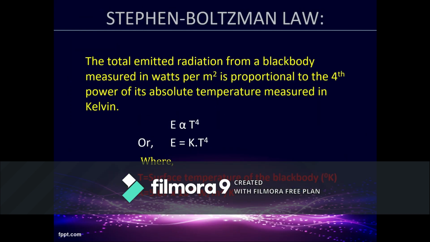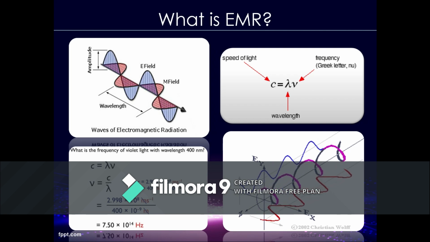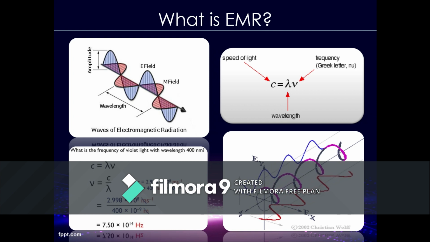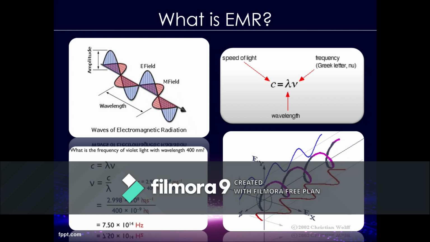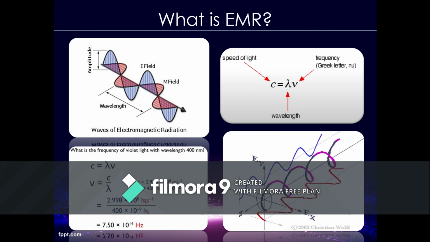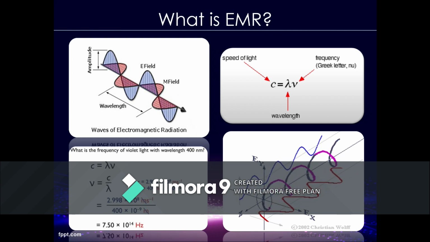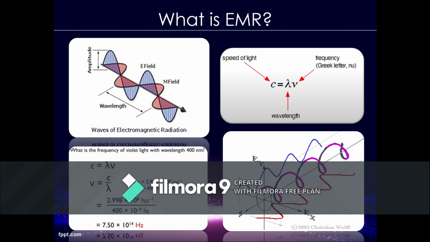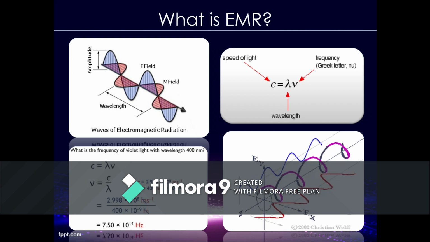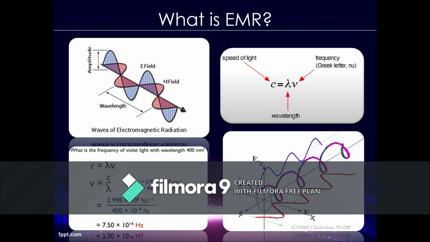Now, the next one is, what is electromagnetic radiation? What is EMR? Actually, electromagnetic radiation is the means by which the information is gathered. Clear? And as a definition, it can be said that it is a form of energy that reveals its presence by the observable effects it produces when it strikes matter. Clear?